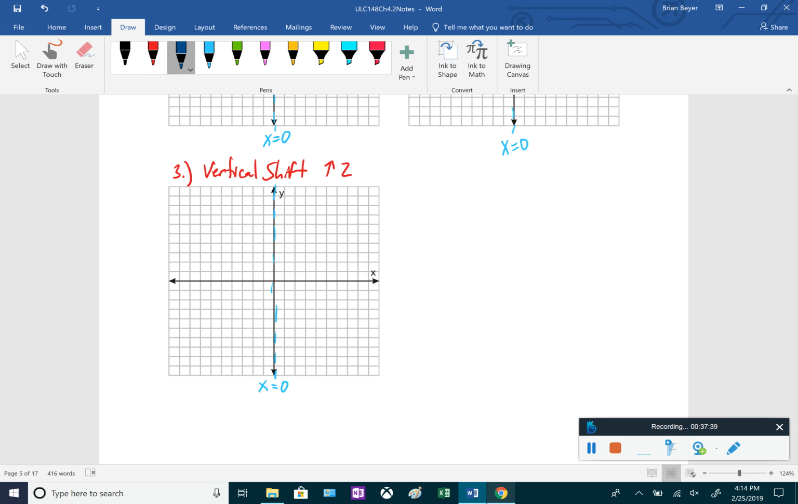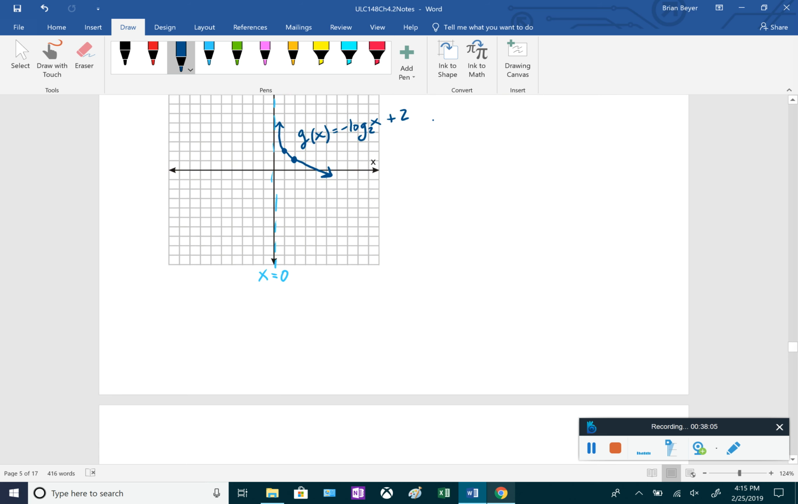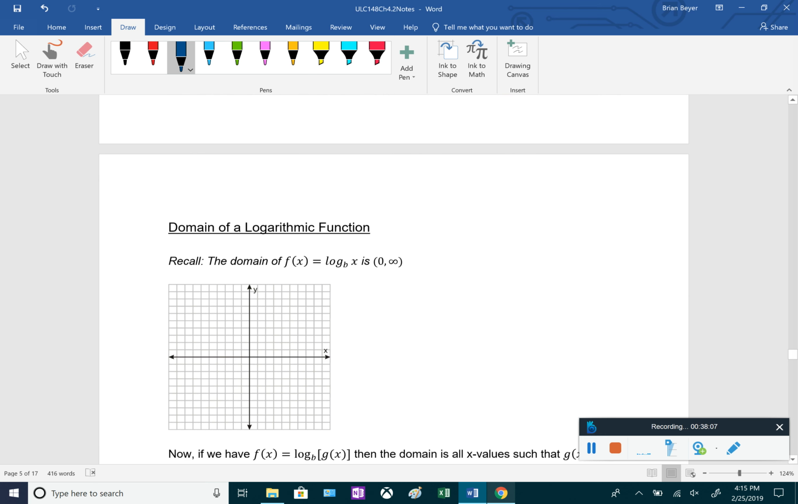And moving all of those points up 2 units, we end up getting those 2 points right here and connecting them. We get something like that, and that is our function g of x, which is negative log base 2 of x plus 2. Okay, so that is all I'll do for transformations.